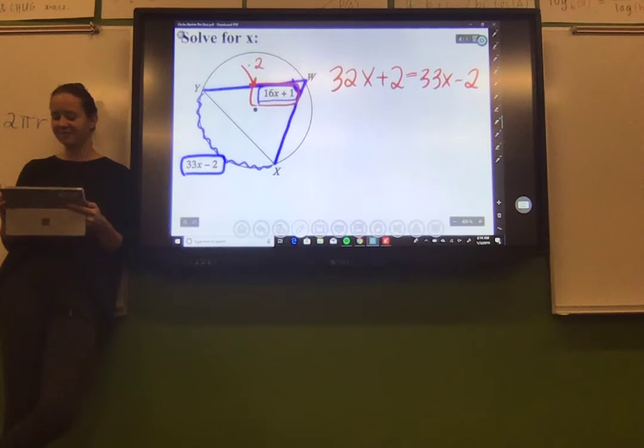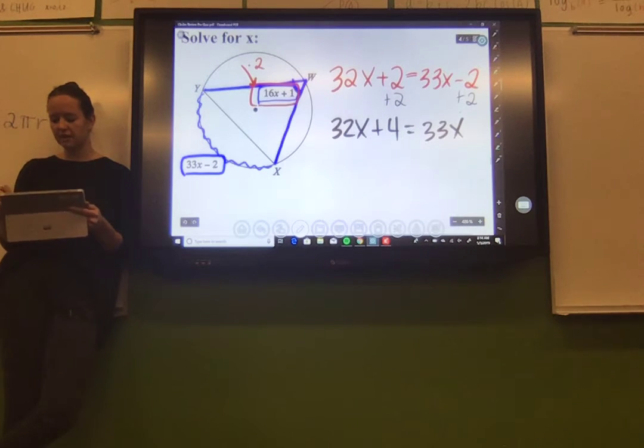What would you do? Add 2 to this. Okay, you could add 2 to this side. Plus 2. So then you have 32x plus 4 equals 33x. All right, what happens next? You have to subtract the 32x over, right? So that cancels, and you're left with 4 on this side. And what's 33x minus 32x? Just x, 1x.